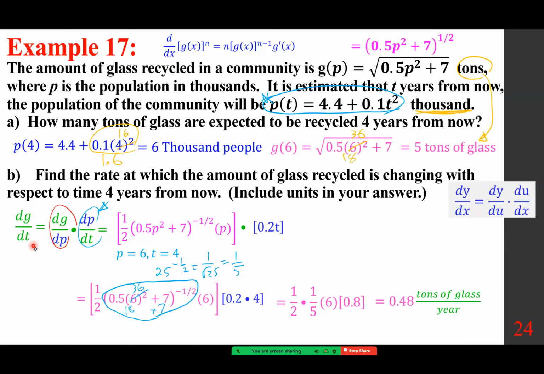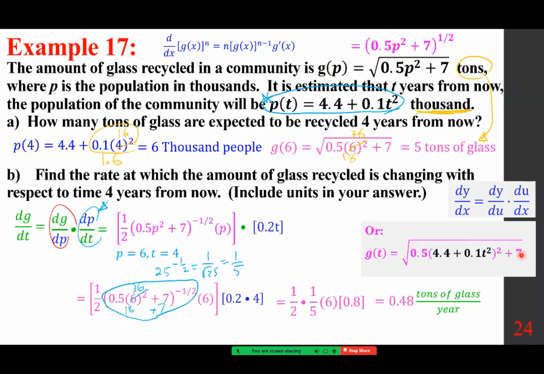The other method is to find g as a function of t, meaning replace the p here with this class. You can work on this. This probably takes more time to differentiate and get the answer. Can it be done? Absolutely. This is the composite function, but that's exactly why we learn both methods. Sometimes one is faster than the other. Okay.